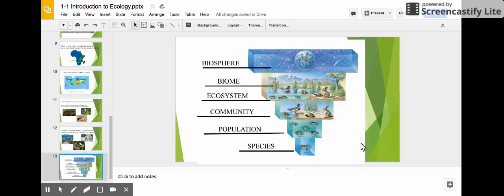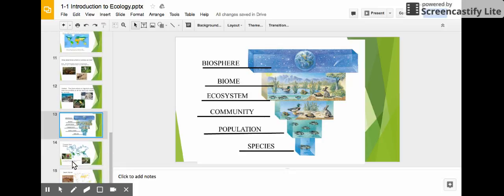So here, if we look, we started with a single species. The group of species is the population. Community, all of the organisms living in that area. Ecosystem, here it's that aquatic environment. Biome, the bigger region, and then biosphere is the earth and what's around it.